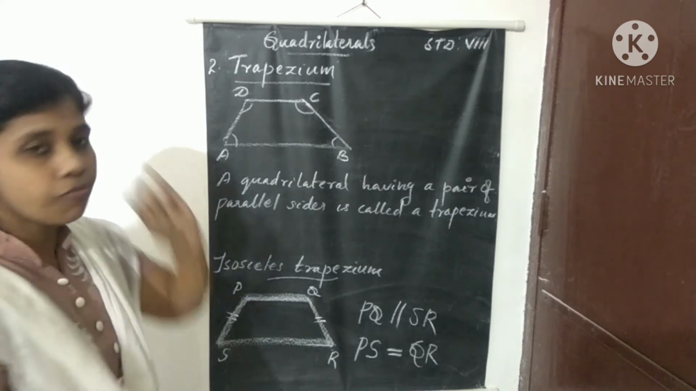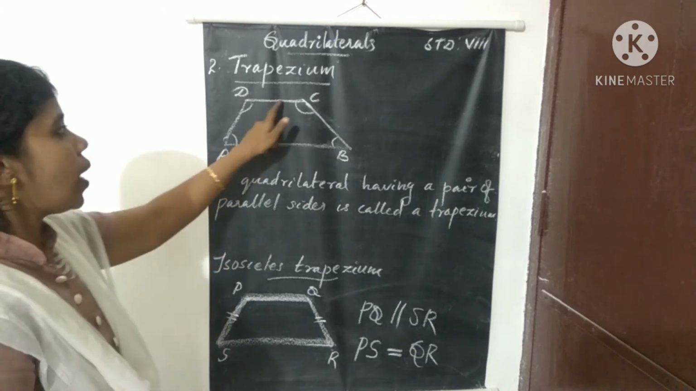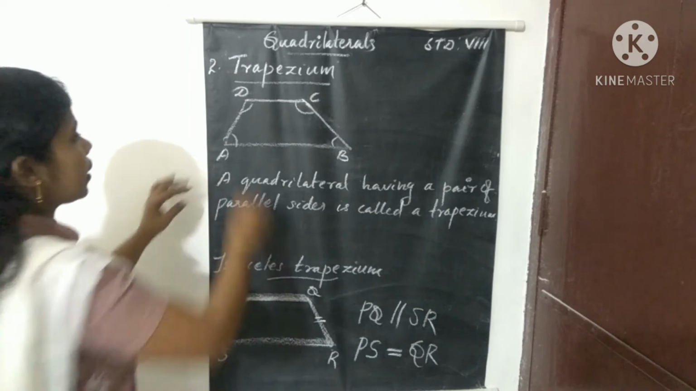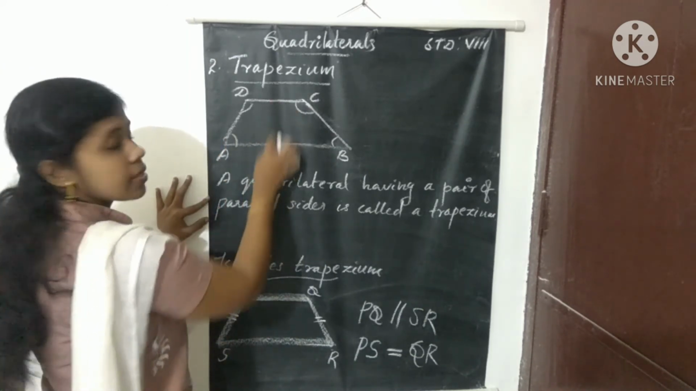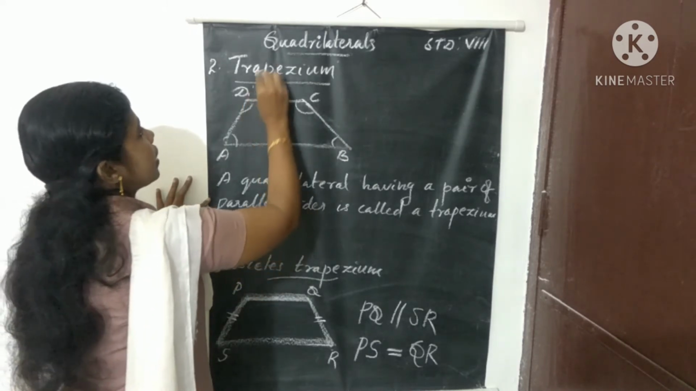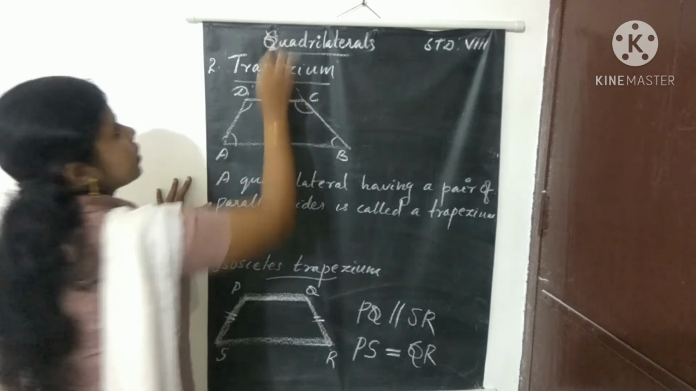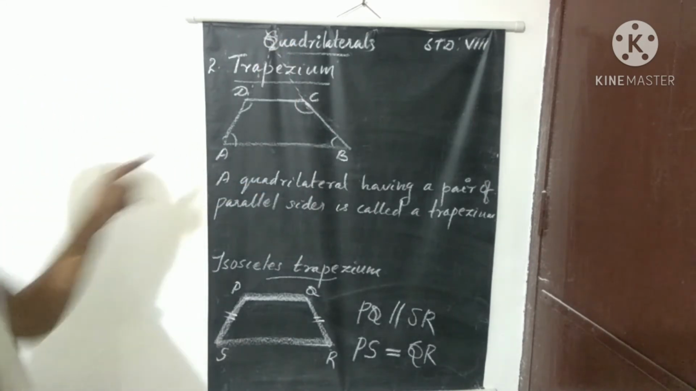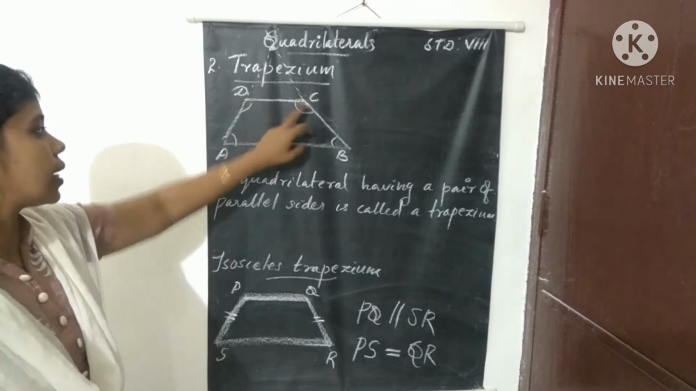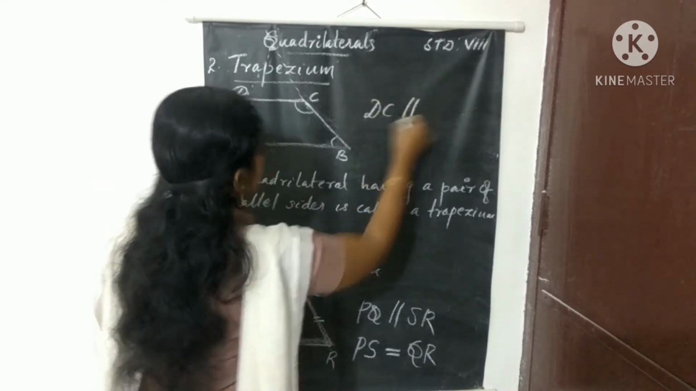Yes, this is a four-sided simple closed figure. Then what? One pair of parallel sides. Here these two sides are parallel, but these two sides are not parallel. Extending these, the two lines intersect. So these two lines are not parallel.